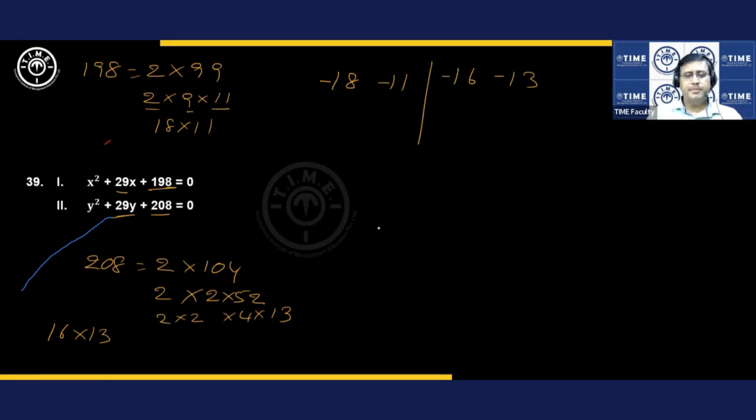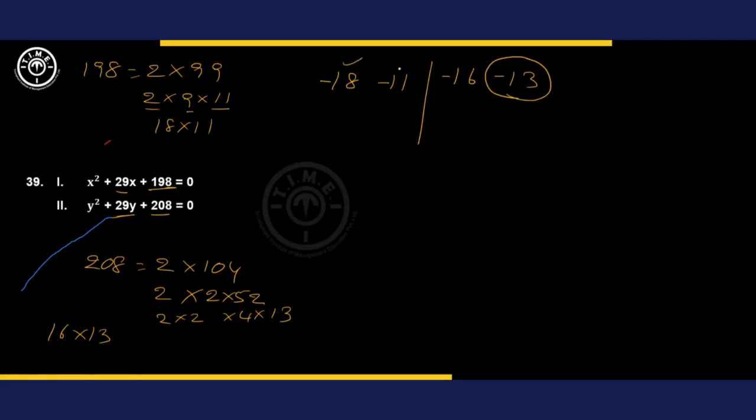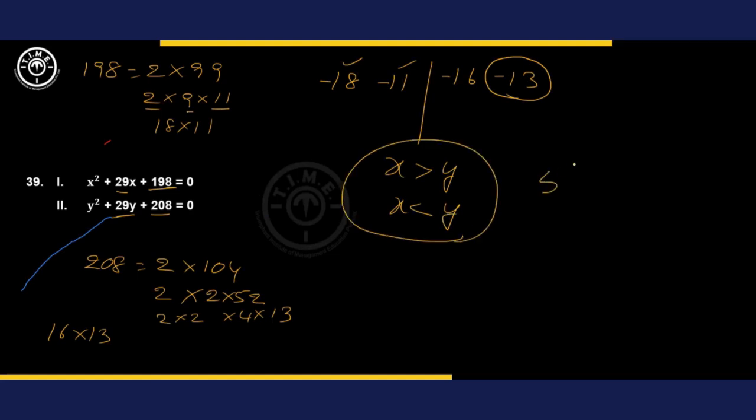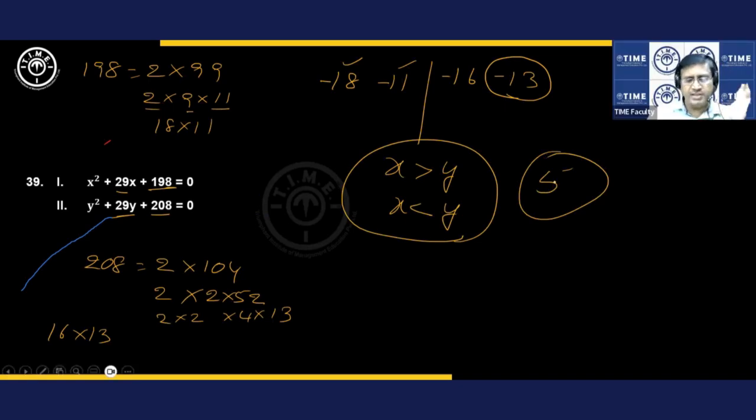Minus 16, minus 13. Minus 13 is greater than minus 18, but less than minus 11. One time x is greater, one time x is lesser. So what is the combination? There is no combination. So the relation cannot be established. You are right. Choice number 5.